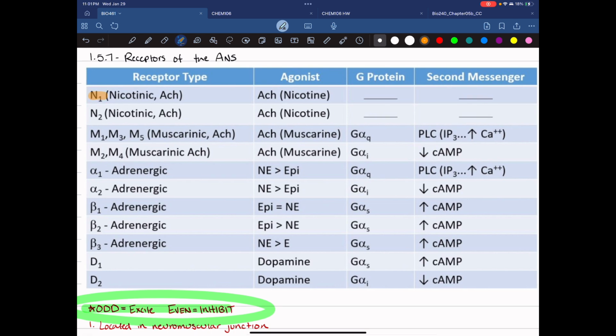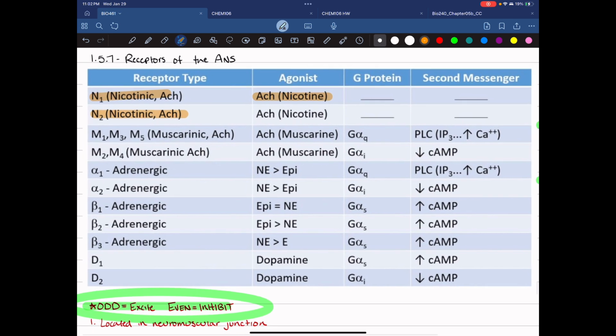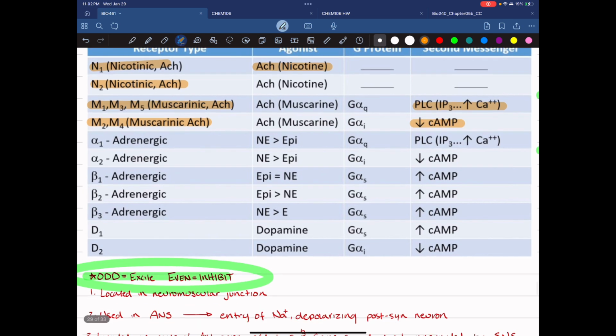Yeah, here you can see our nicotinic receptors. The agonist is acetylcholine, like we talked about. Our M receptors, so here you can see through the second messenger how these actually inhibit and excite. So our M1, 3, and 5, these are actually going to increase intracellular calcium. And our M2 and M4 are going to decrease cAMP. So that's how they excite and inhibit.